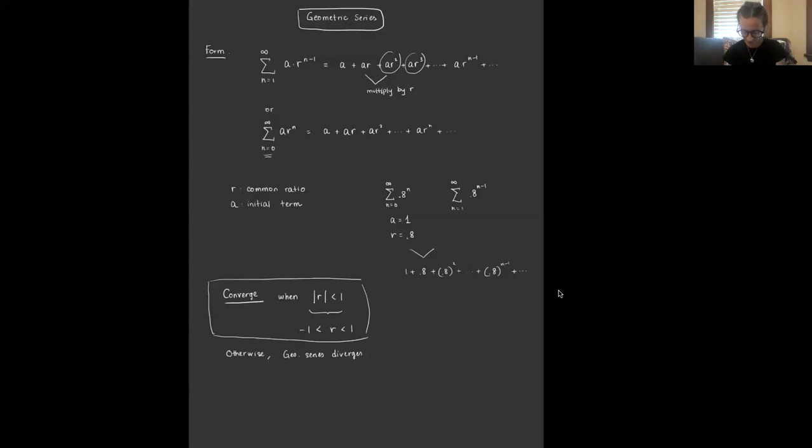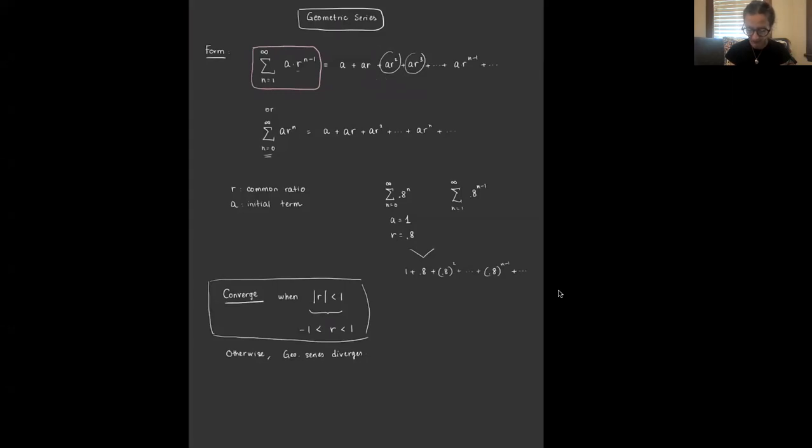Geometric series have a very specific form. The special form of a geometric series is some constant a times r to a power. And if we write out the terms, you can see here that it's a plus a times r plus ar squared plus ar cubed and so on.